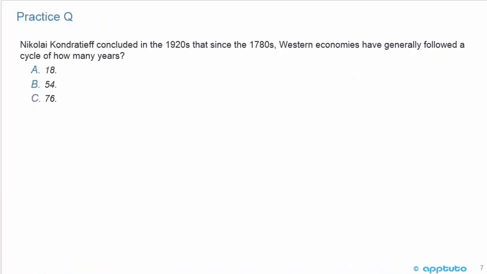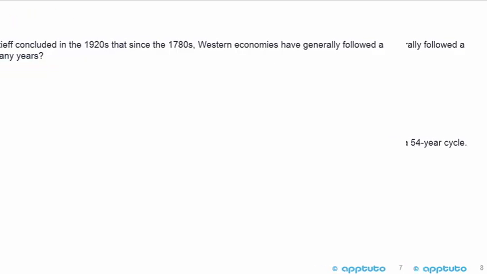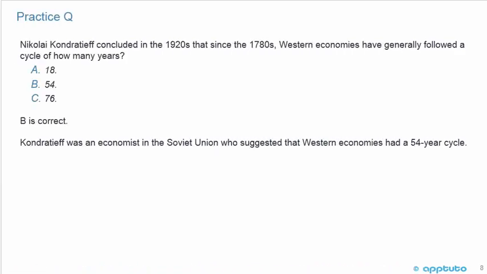So we'll do a couple of quick practice questions. Kondratiev concluded in the 1920s that since the 1780s, Western economies have generally followed a cycle of how many years? A, 18, B, 54, or C, 76? Okay, this question is extremely easy because we've just been looking at the slides, but if it's been a couple of months since you've studied it, these are the type of factoids that you really want to be able to call on the exam.